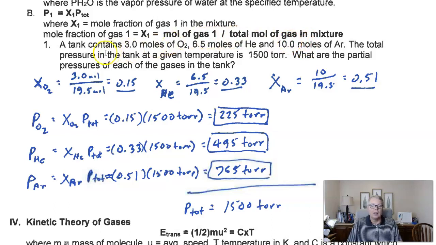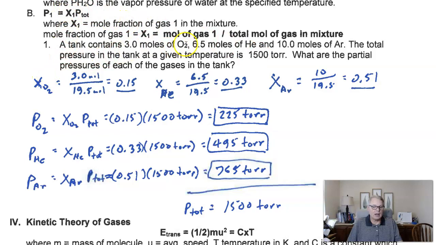Okay? So, for example, a tank contains 3 moles of oxygen, 6.5 moles of helium, and 10 moles of argon. The total pressure in the tank at a given temperature is 1500 torr. What are the partial pressures of each of the gases in the tank? Well, I know that the partial pressure of my gas is equal to its mole fraction times the total. So if I can find the mole fraction here, I know the total pressure. I can just plug that into this little equation here.